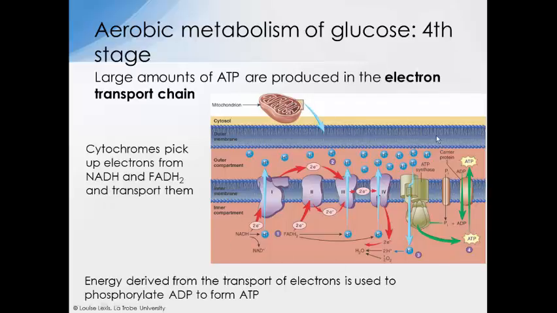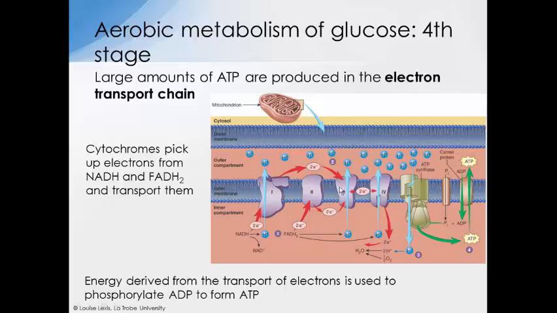This is the outer membrane of the mitochondria and the inner membrane. So in this region here is the matrix. So the matrix is where the pyruvate is broken down into acetyl-CoA, and the matrix is also where the Krebs cycle takes place. The electron transport chain takes place within this inner membrane of the mitochondria.